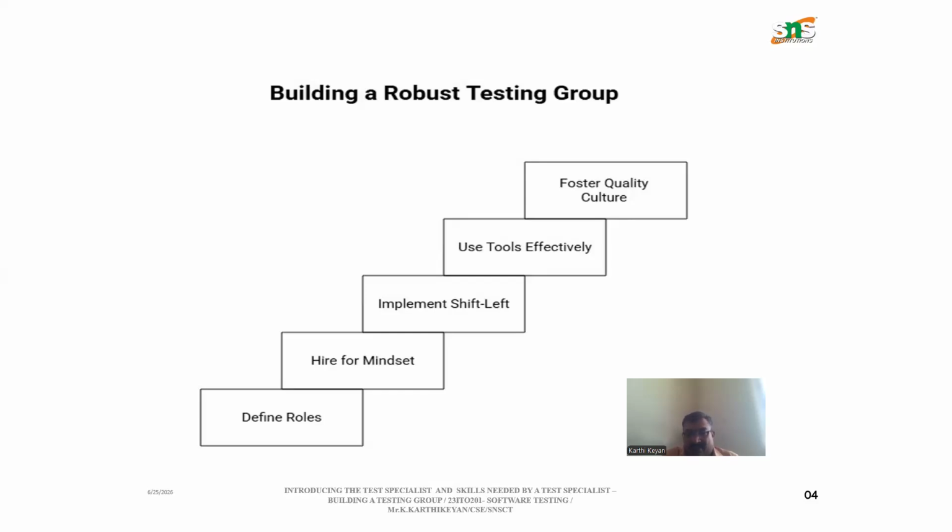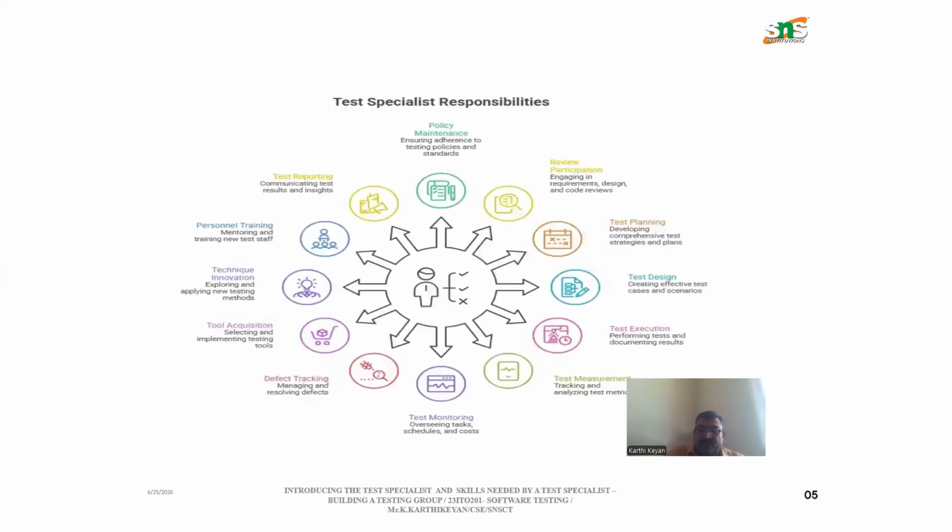So these are the types of conditions you are running. You are building a robust testing group in your sector. So this is the test specialist's responsibility, starting from test planning, test design, and test execution, and test measurement, and test monitoring, and defect tracking, and tool acquisition, technique innovation, and personnel training, and test reporting, policy maintenance, review participation.